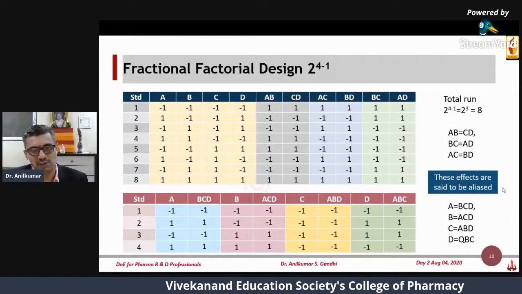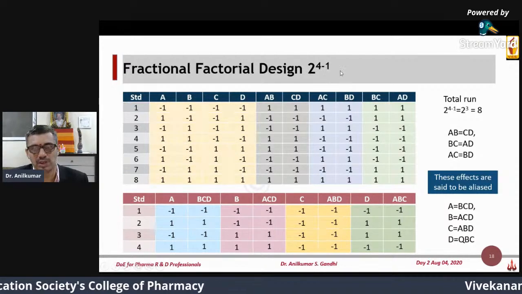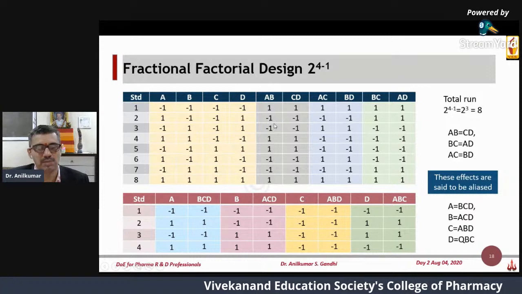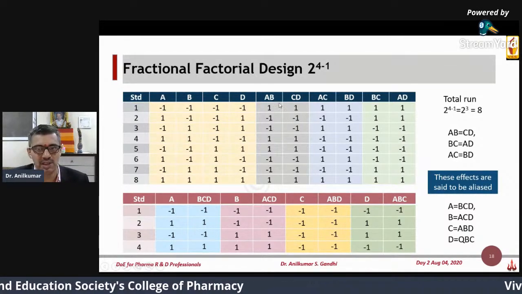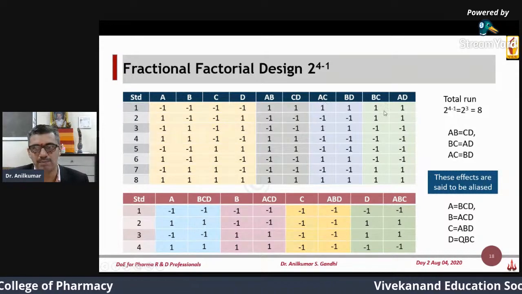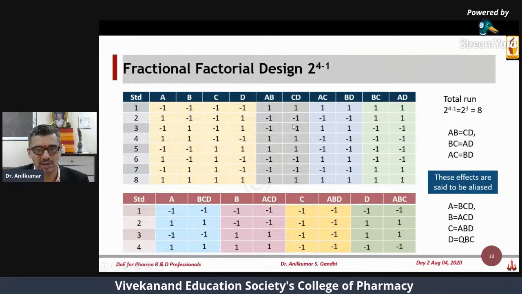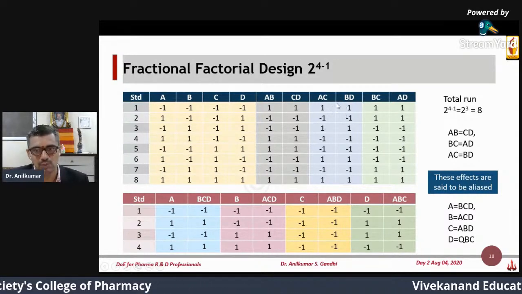Now let's see fractional factorial. I'll also be explaining the meaning of 2 raised to 4 minus 1. But for the purpose of this slide, what is important for you to see is all of these: AB and CD, AC and BD, and BC and AD. Now you will see plus 1, minus 1, minus 1, minus 1, they are all the same, and the same happens with this.